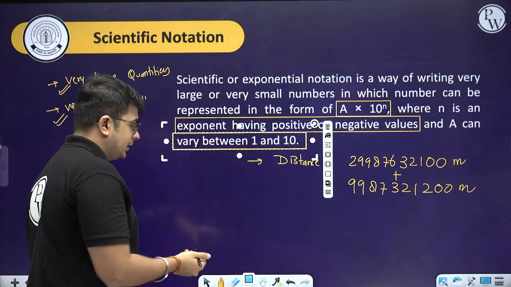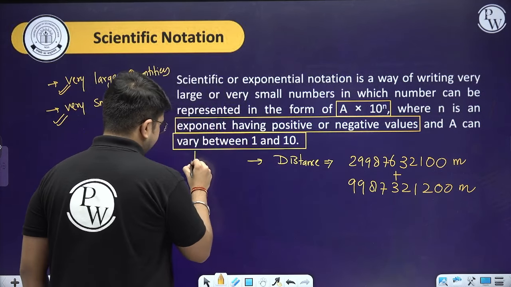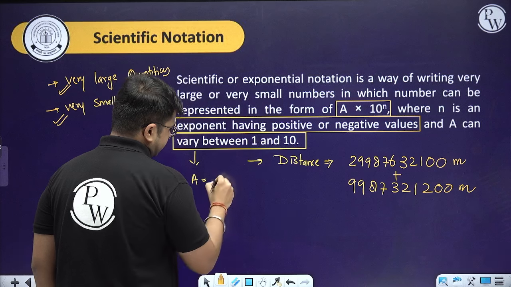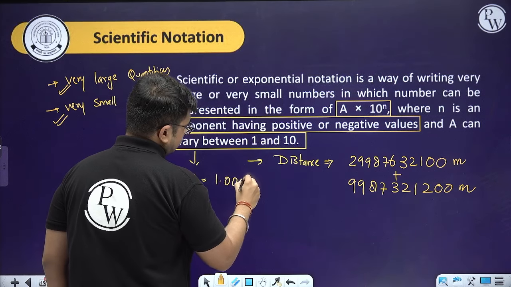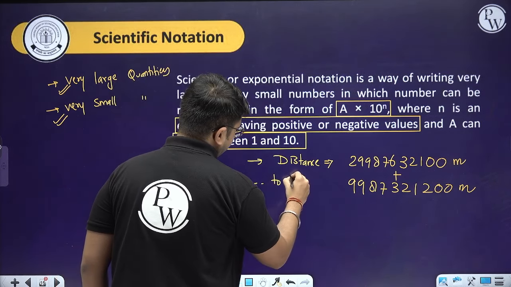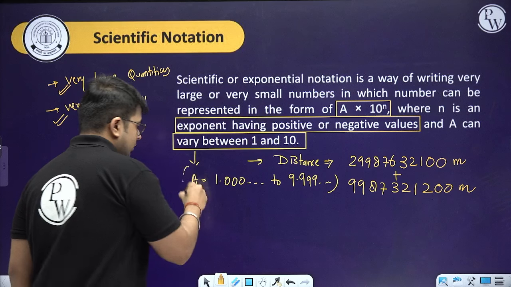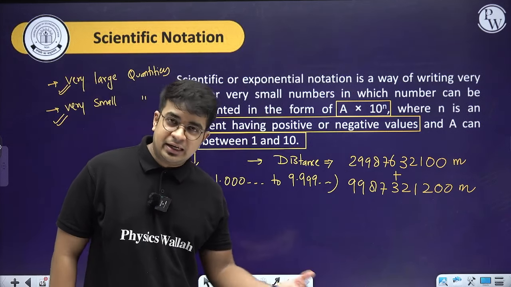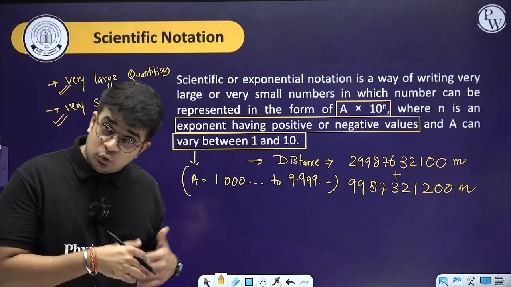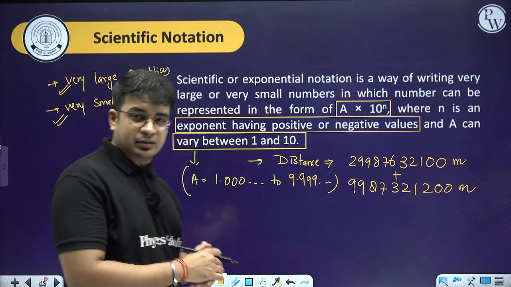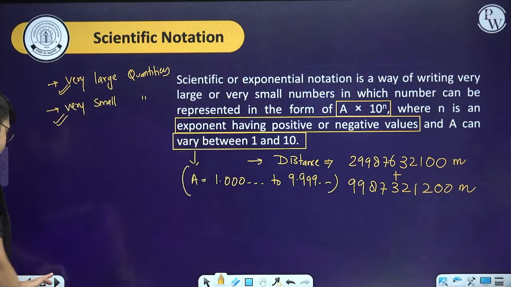or I can say the actual meaning of this a is 1.000 and so on to 9.999 and so on. Okay, so that is the basic idea about a as well as n. Now how to write the scientific notation? This is the most important question. How can we write the scientific notation?